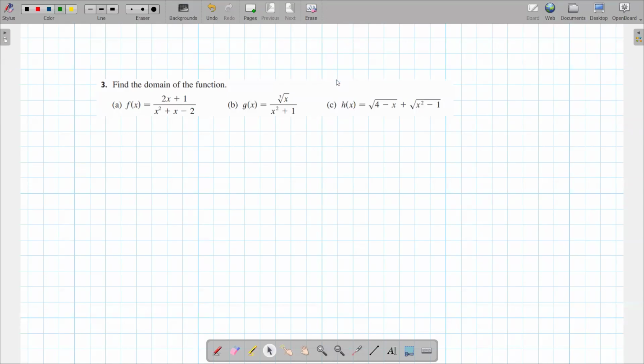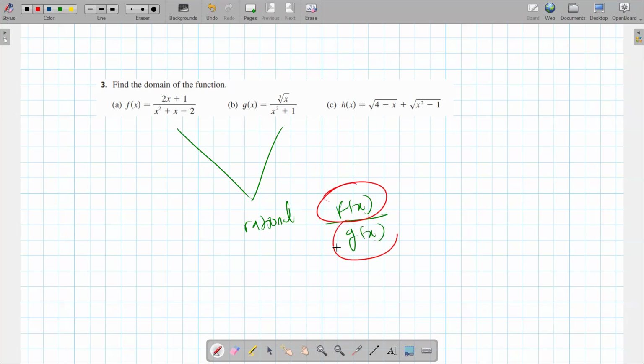How would you classify these functions? What's A? If you had to name it, is it a quadratic? There's a quadratic in the denominator, right? But it's made up of two functions. There's a numerator and a denominator. This is an example of a rational function. So both of these are rational functions because you have f of x over g of x. It's in this form. You have a function on the top, and you have a function on the bottom.